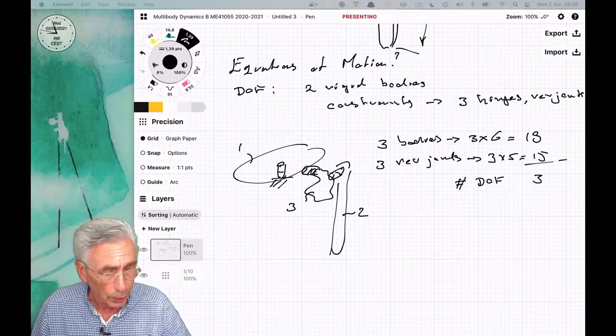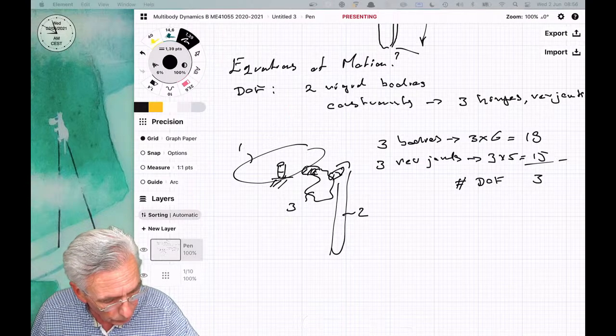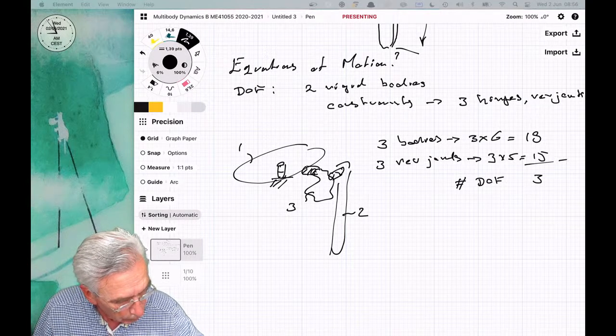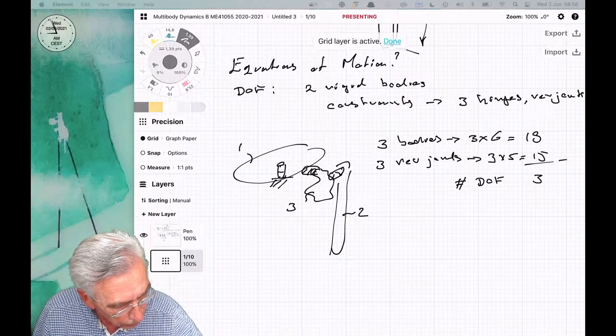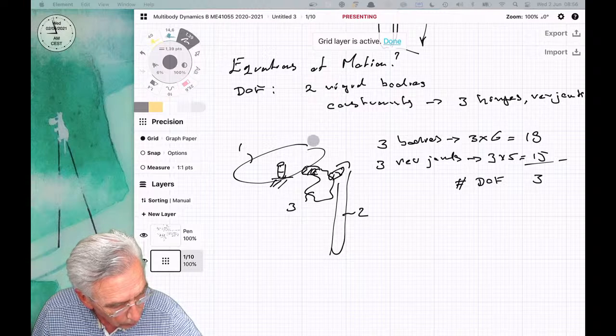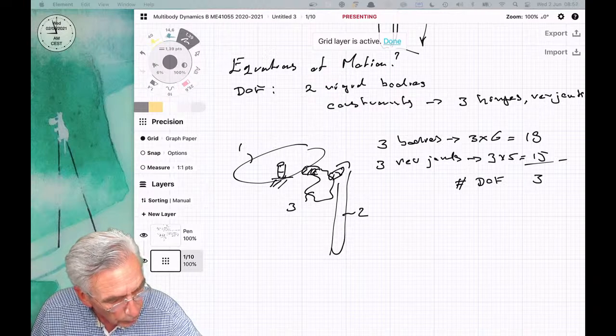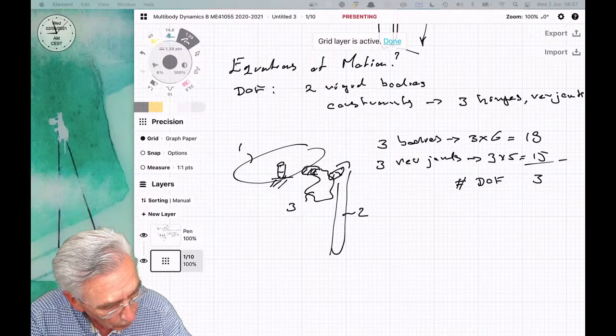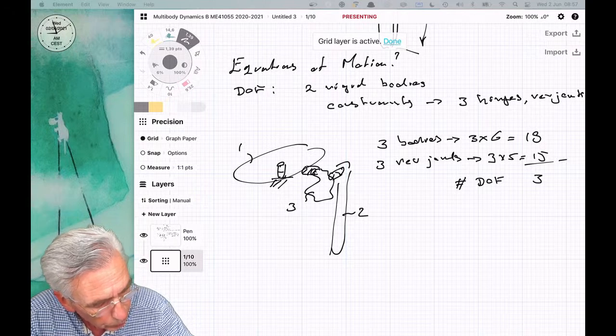And that makes sense because those 3 are exactly this one, and this one. Okay, so 3 degrees of freedom.